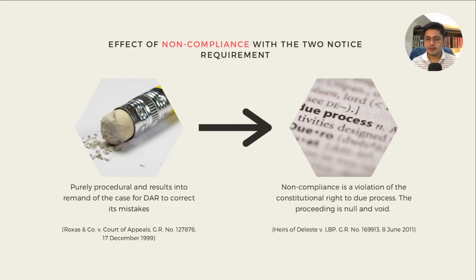Otherwise, if this administrative rule or administrative process is not followed, there will be a violation of the due process clause. All right, and when there is a violation of the due process clause under the Bill of Rights, according to the court in Heirs of Leste versus Land Bank of the Philippines, the whole proceeding is null and void because there is a violation of the constitutional right to due process.